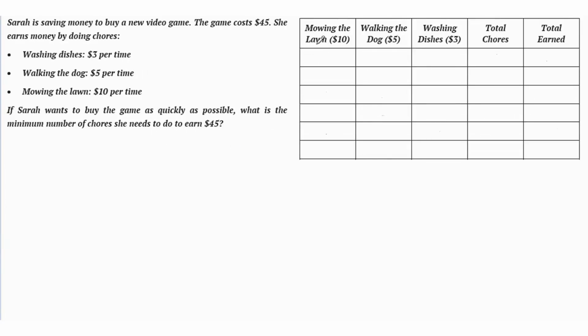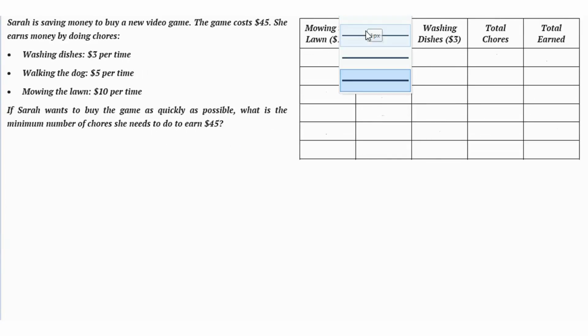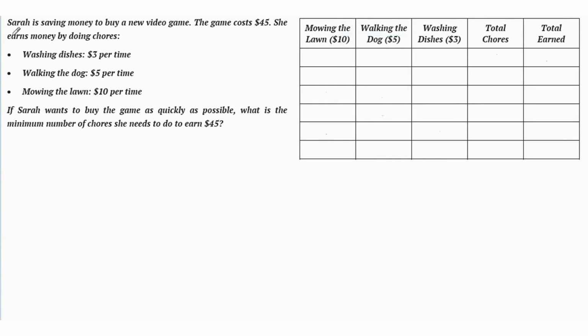Okay, everyone. So here's the problem that we're going to be looking at for this week, and it goes like this. Sarah is saving money to buy a new video game. The game costs $45. She earns money by doing chores. Washing dishes, $3 per time. Walking the dog, $5 per time. Mowing the lawn, $10 per time. If Sarah wants to buy the game as quickly as possible, what is the minimum number of chores she needs to do to earn $45?